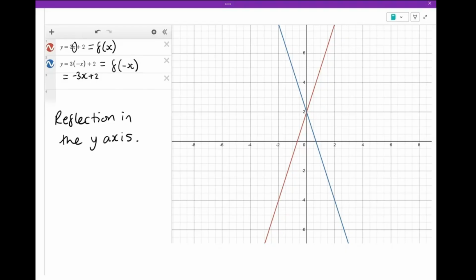Now let's investigate some points and how they have changed. So I'm going to start by choosing a point. We'll go with this one here. Okay, so that is 1 to the right on the x-axis and then 5 up. So that's the point 1, 5.